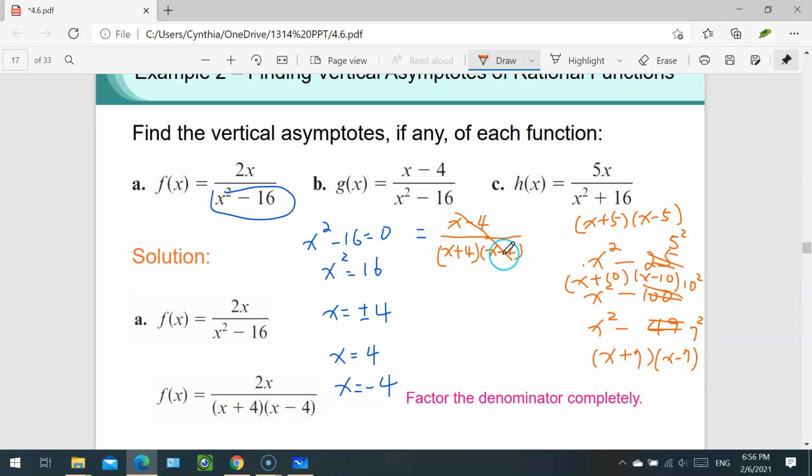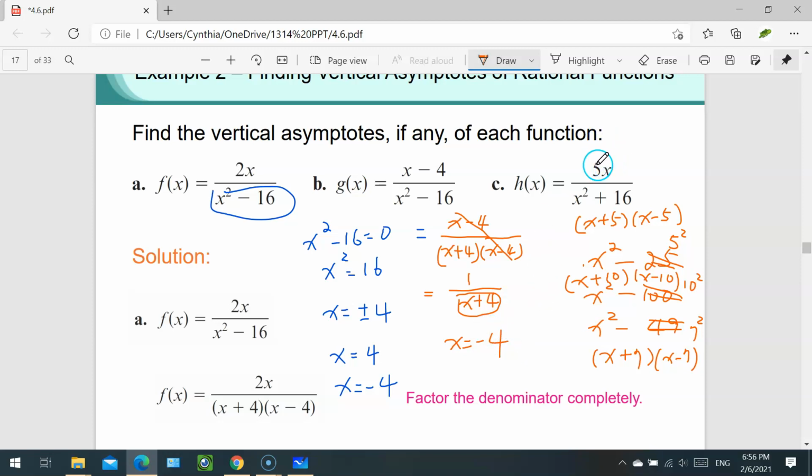So now once I reduce the x minus 4, the remaining term I have here is 1 over x plus 4. Now we can find the vertical asymptote. So we set the denominator equals 0. That means x equals negative 4. So the g function only has one vertical asymptote at x equals negative 4.